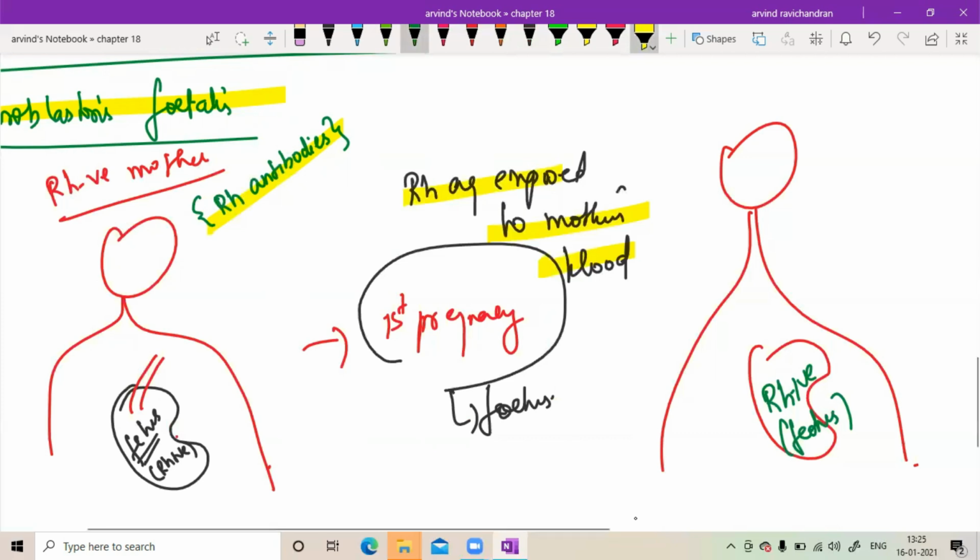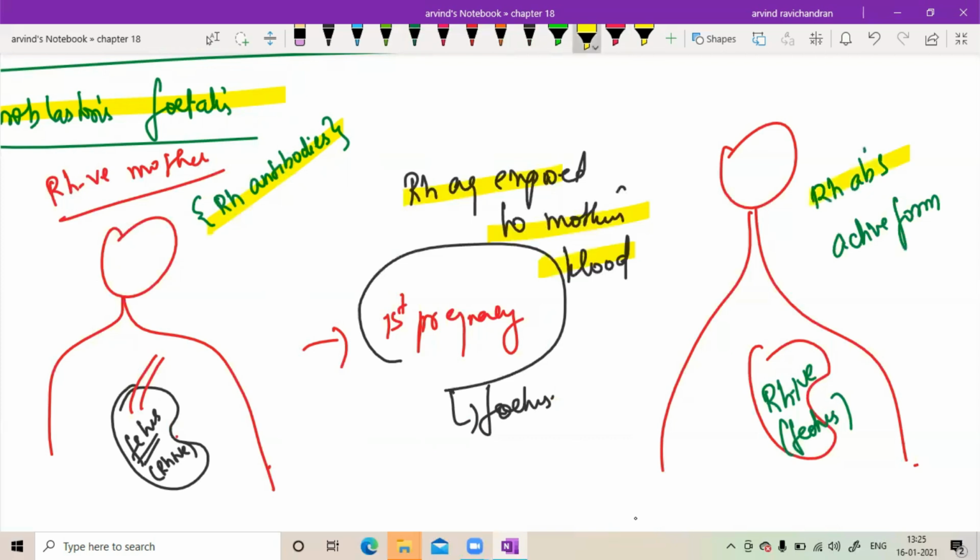Our Rh antibodies are in the active form. Right? If I want to say it in a colloquial way, they are in a fierce, aggressive state. So now what will happen? Pity the second fetus, it is also Rh positive. Now the antibodies are in active form. So please understand this concept. The placenta is permeable to antibodies. The placenta is permeable to certain types of antibodies, and one such antibody is the Rh antibody.